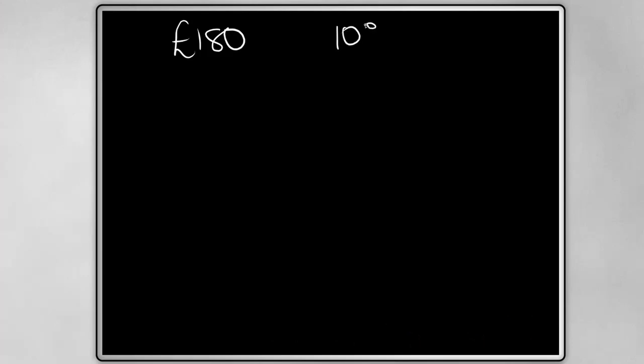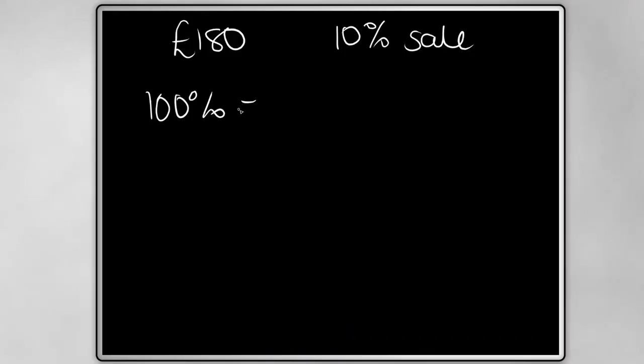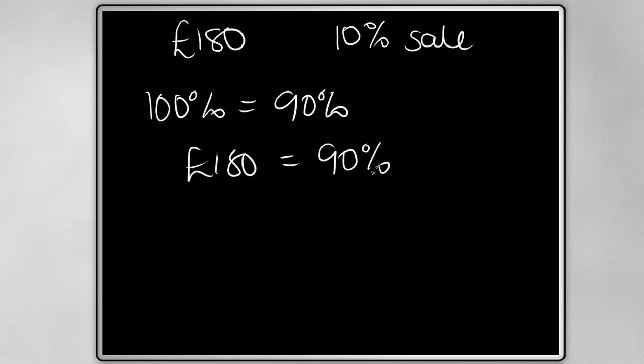So let's do one more example. In this one, a camera costs £180 in a 10% sale. So it costs £180 and it's been reduced by 10% in the sale. So what was the original amount? So if my original amount represents 100%, taking 10% off means it's 90%. So £180 in this case represents 90%.